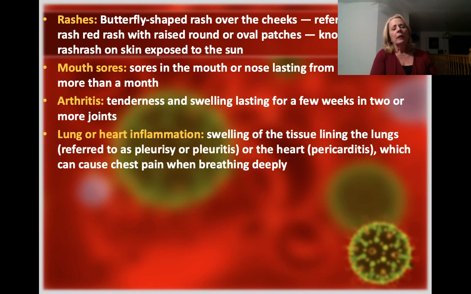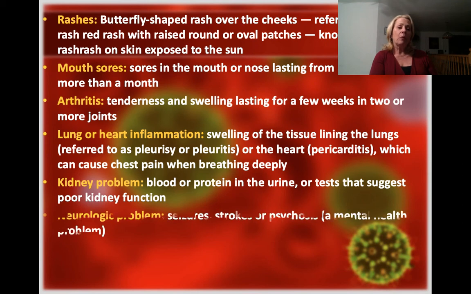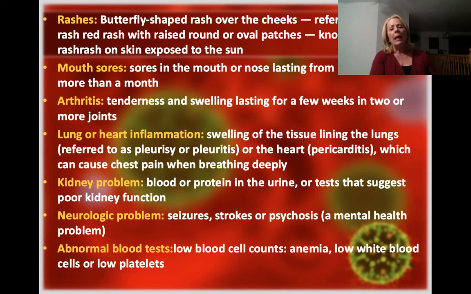Arthritis. They can have inflammation of the pericardium, which surrounds the heart, or they can have pleurisy. Kidney problems, that's a really big one, and neurological problems like seizures, strokes, mental health issues. And then, of course, they have abnormal blood tests because we talked about they have problems with platelets, but they could also have problems with red blood cells, problems with white blood cells.